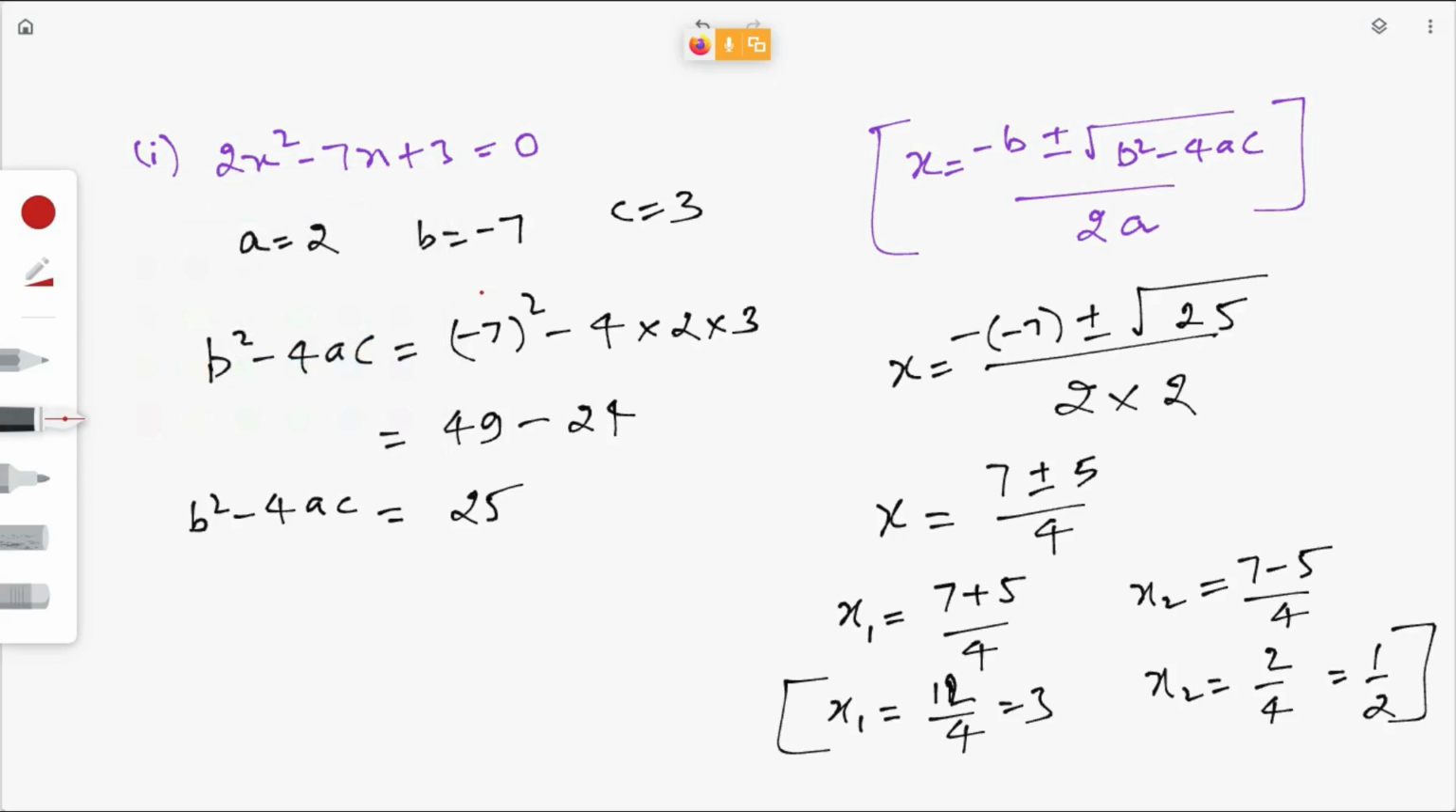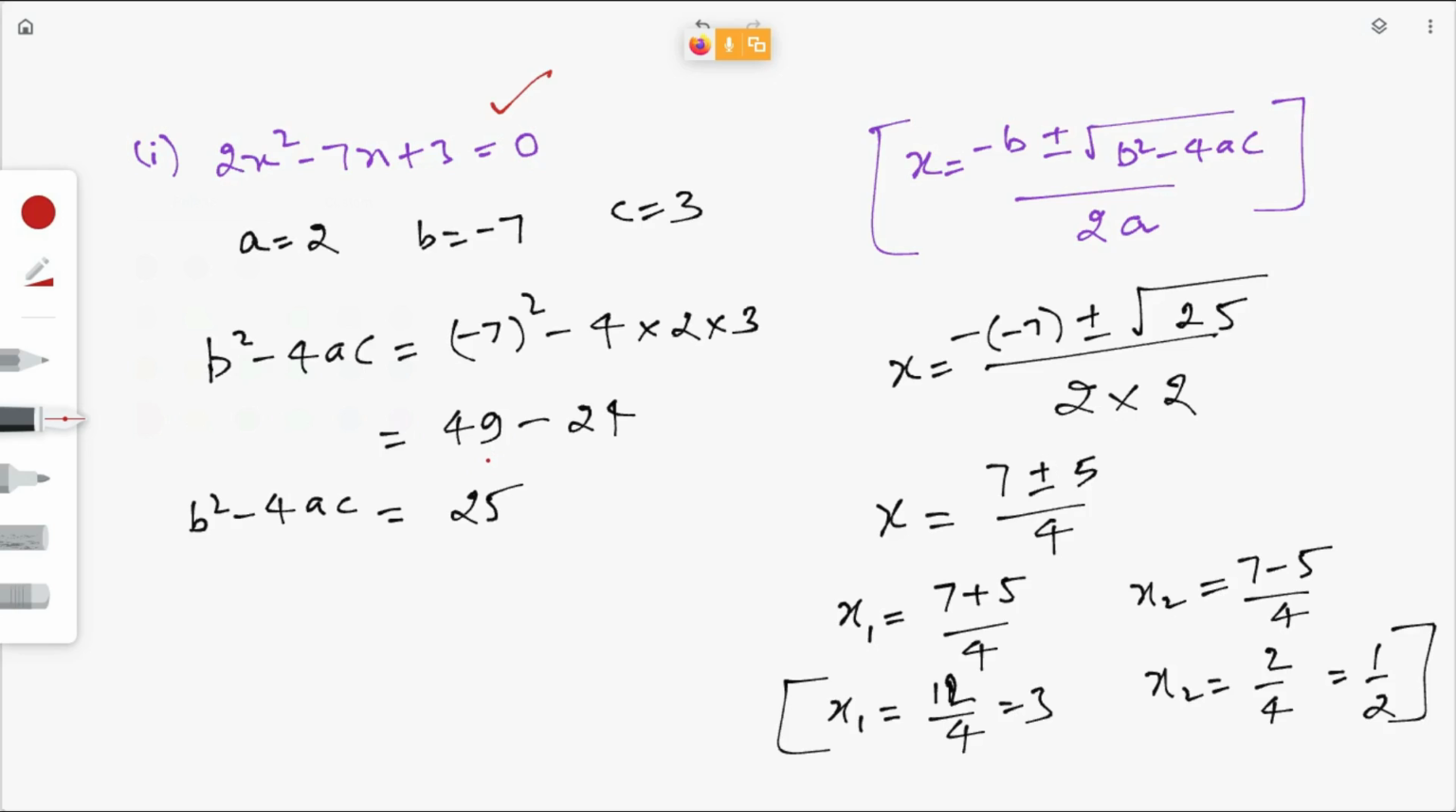Follow me. What is the equation here? Minus b plus square root of b square, that is the quadratic formula. What is the equation? 2x square minus 7x plus 3 is equal to 0 is the given equation. So what we need to do is solve this one. We need to find the value of x.